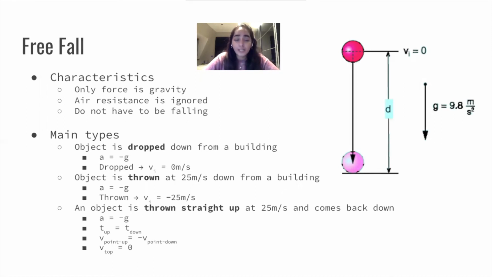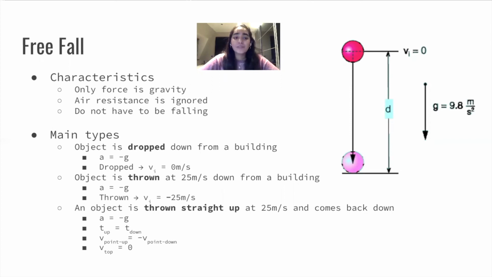In all these types of freefall, it's important to keep in mind that the acceleration is always equal to g or negative g, depending on what you describe as the up versus down movement. So in other words, acceleration is always equal to negative 9.8 meters per second squared. So if it's dropped off the building, know in the situation that the initial velocity is 0 meters per second, and both knowing the acceleration and the initial velocity is usually enough to solve for most of the terms.